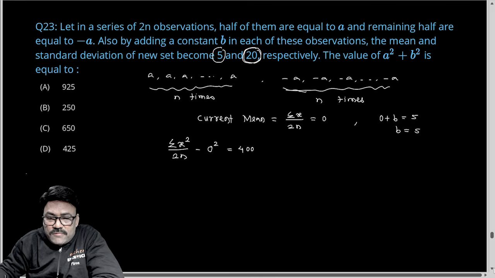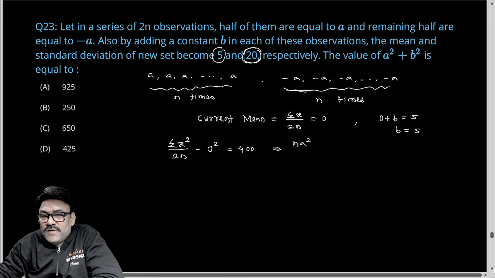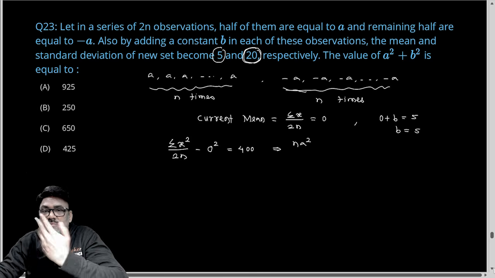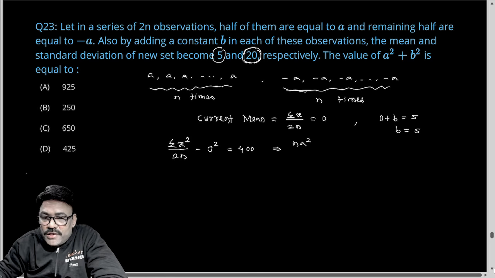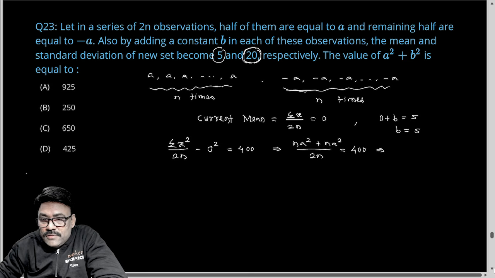Now what is sigma x square? You are adding a square n times, so n a square. Then you are adding minus a square n times, and minus a whole square is also a square. So again n a square by 2n. This is 400. 2n cancel, so a square is 400. And hence a is 20.